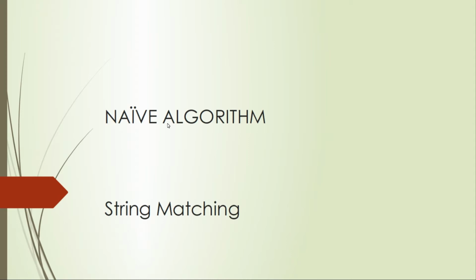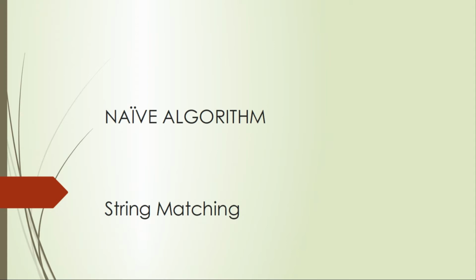So this program is called the naive algorithm. This algorithm is a string matching algorithm. It follows a brute force approach. We have seen the explanation of this algorithm in the theory video lecture in unit 1. So today we'll see the execution of this program or this algorithm.